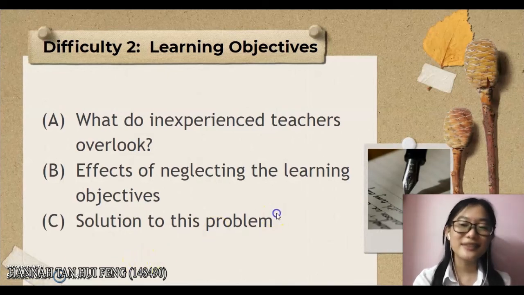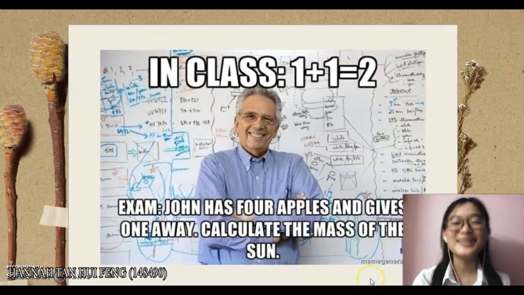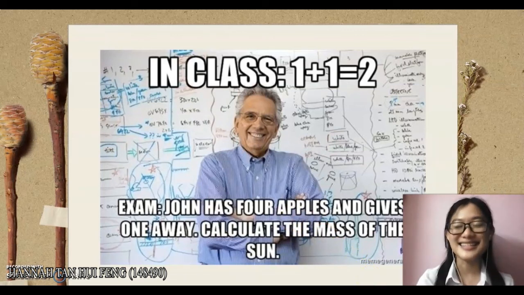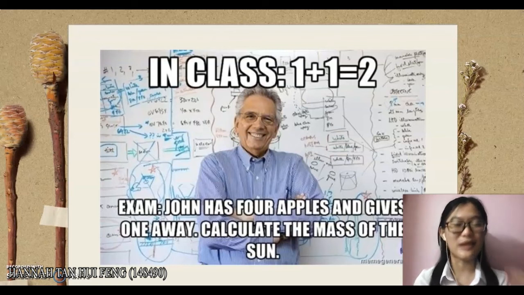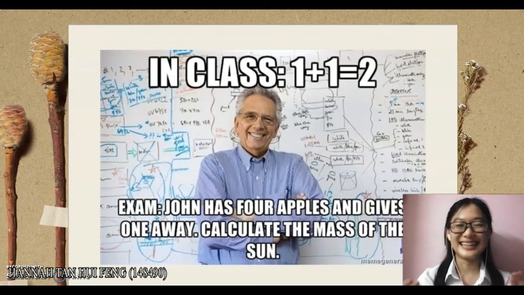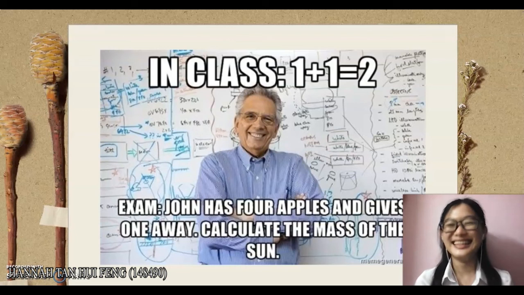So let's start with a little bit of humor. This is a meme I got from the internet, and it says that in class, the students are taught that 1 plus 1 equals 2. And in the exams, the question is, John has 4 apples and gives 1 away. Calculate the mass of the sun. Which doesn't make sense.